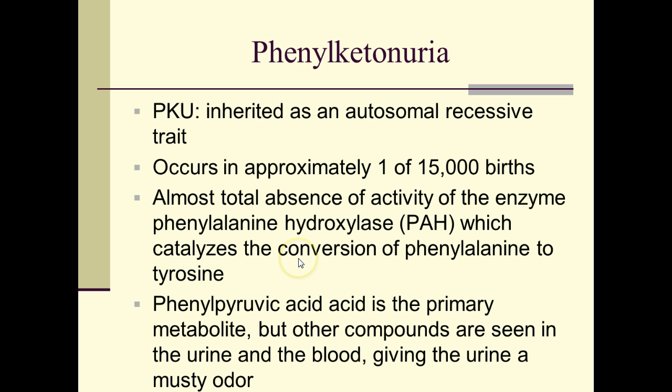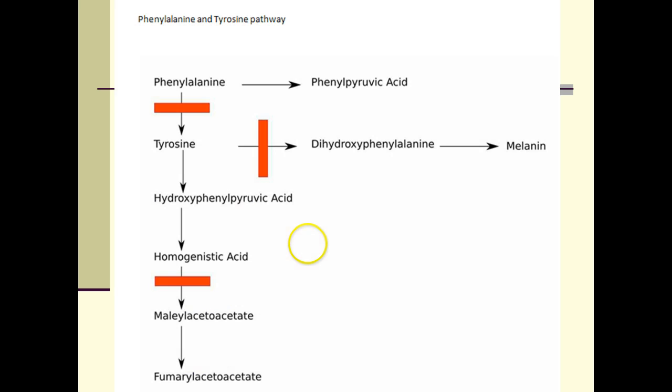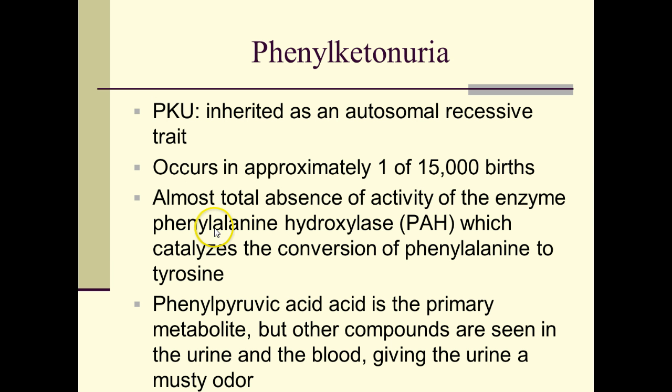All right, so let's look at the first one, phenylketonuria. This was the first one that I talked about in the chart above. It's an inherited autosomal recessive trait. It occurs in approximately 1 out of 15,000 births. It has almost a complete absence of that phenylalanine hydroxylase enzyme, which catalyzes the conversion of phenylalanine to tyrosine. So if I go back here, this enzyme right here is missing, so you cannot go from here to here. So this builds up. All right, so phenylpyruvic acid is a primary metabolite, but other compounds are seen as well.